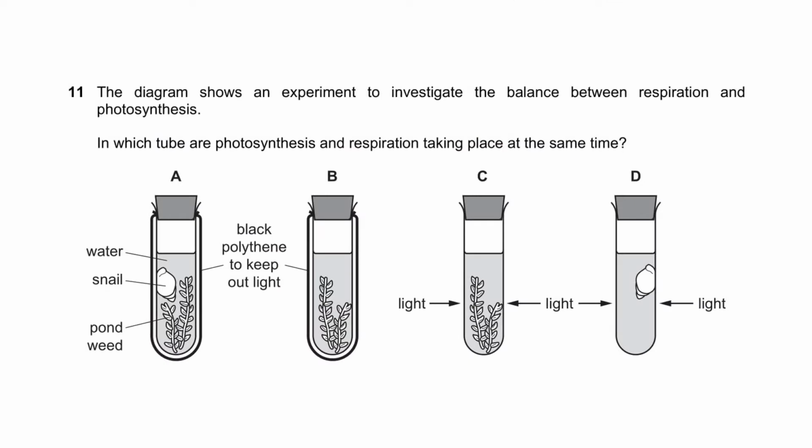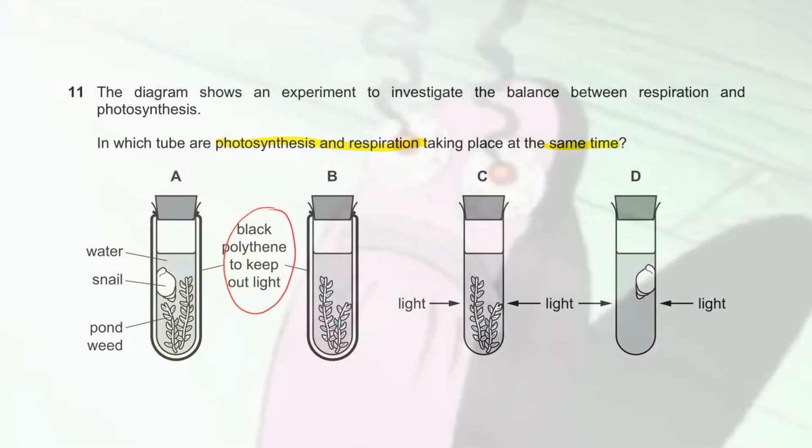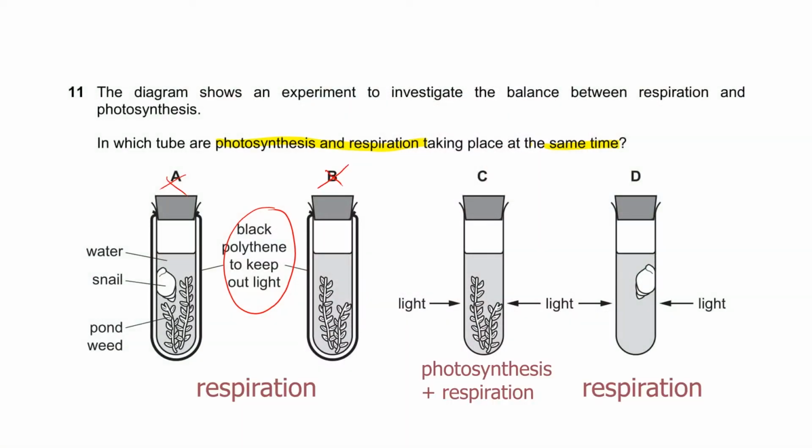Question number 11 says the diagram shows an experiment to investigate the balance between respiration and photosynthesis. In which tube are both photosynthesis and respiration taking place at the same time? For this question, it's important to remember that while plants only photosynthesize when there's light available, they respire 24/7. In both options A and B, there's a black polythene to keep the light out, so there's no photosynthesis happening. In option C, it's a plant where light is available, so it is photosynthesizing, and it's always respiring, so this is happening at the same time. In option D, it's an animal, so there's no photosynthesis happening.